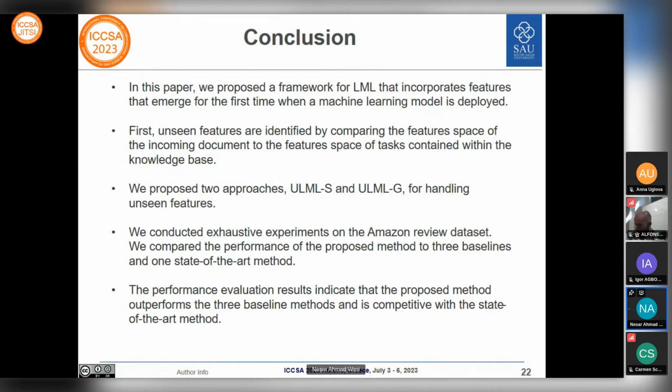To handle unseen features, we conducted extensive experiments on the Amazon review dataset. We compared the performance of the proposed method to three baselines and one state-of-the-art method. The performance evaluation results indicate the proposed method outperformed the three baseline methods and is competitive with the state-of-the-art methods. Thank you.